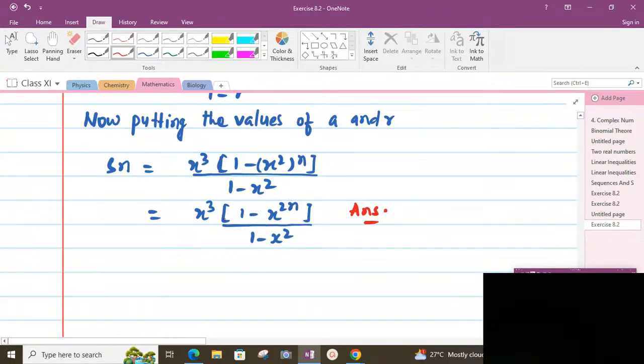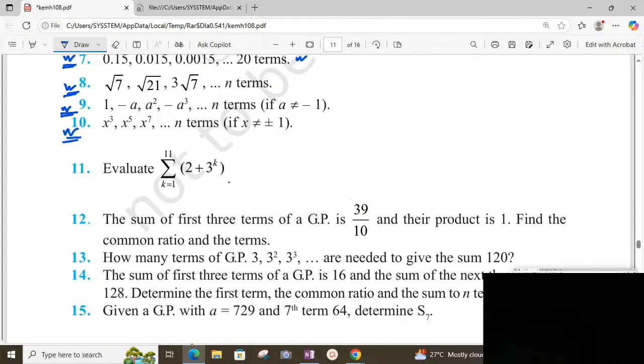Let's see the next question. The next question is question number 11. In this question, it asks us to evaluate the sum, sigma k from 1 to 11, of (2 plus 3k). Let's see.